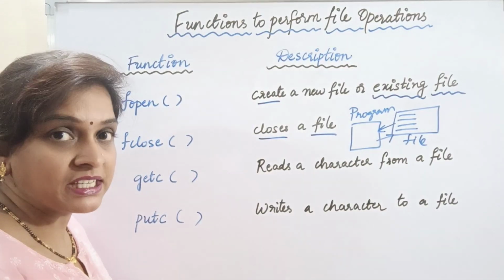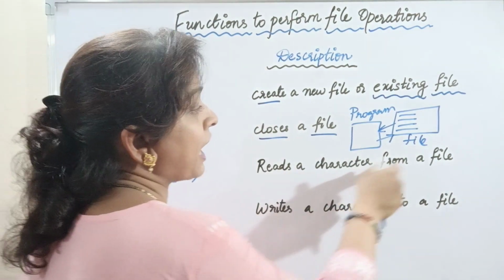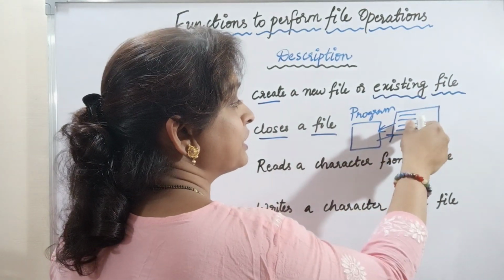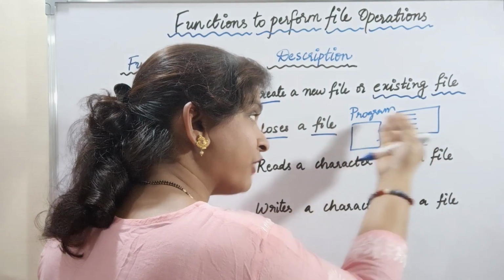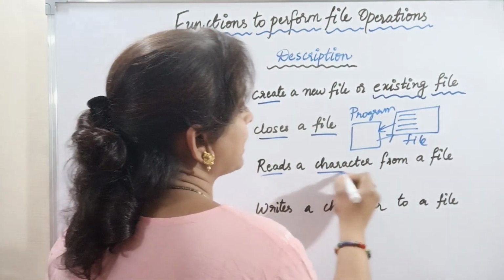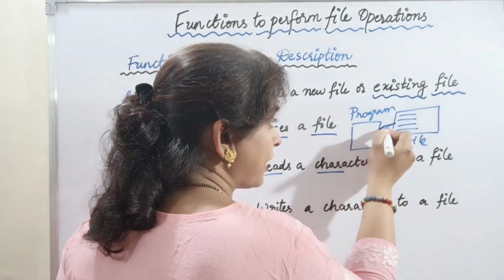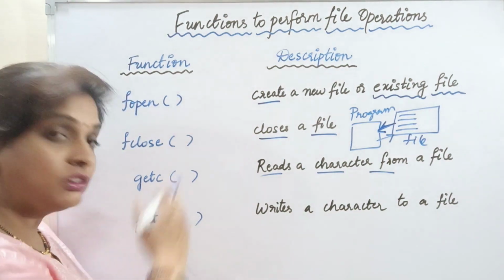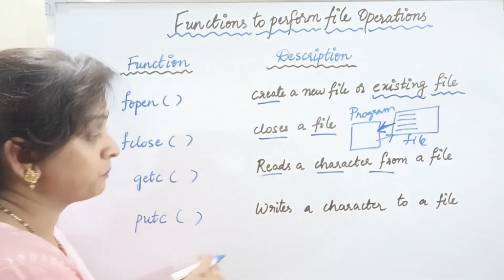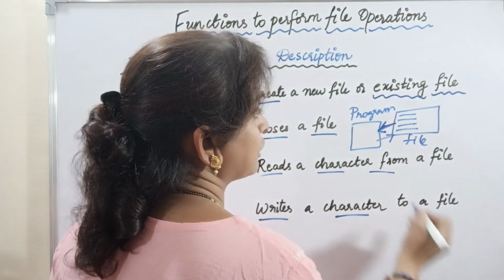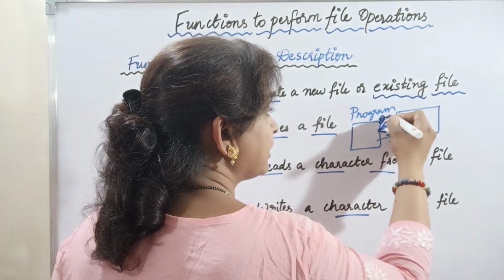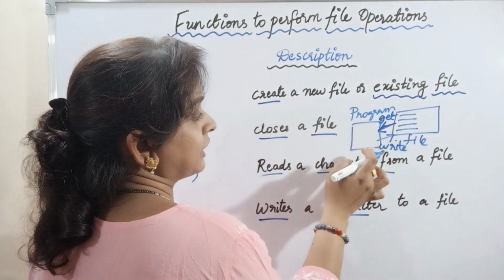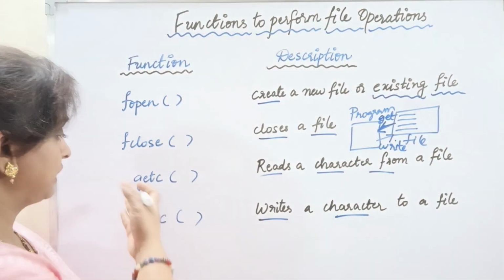Then getc, get a single character. I want to read a character from a file. Means you have a program and you have the file, and this file is already filled with some data. I need to get the data from that file to my program, so I can read character by character from the file. From the file, I'll read the character and give it to my program. In the same way, I can put a character to the file through putc, put character. It is going to write the character to a file. So I can get the data and I can write the data, getting the data from file to program and writing the data from program to file with getc and putc.